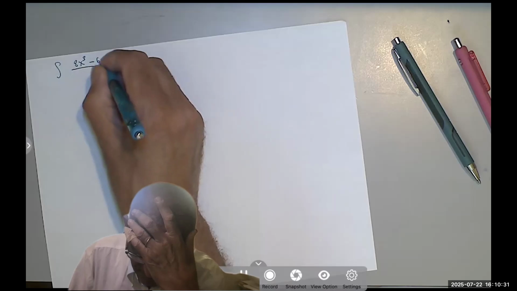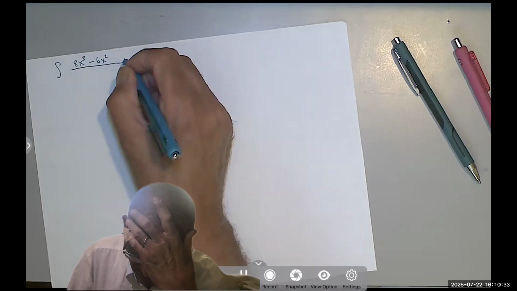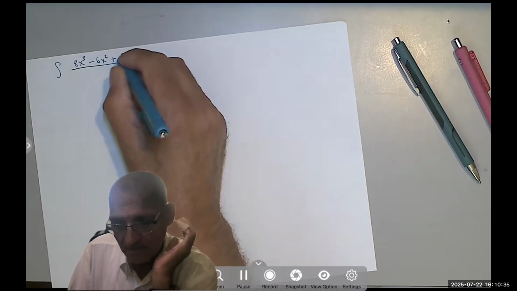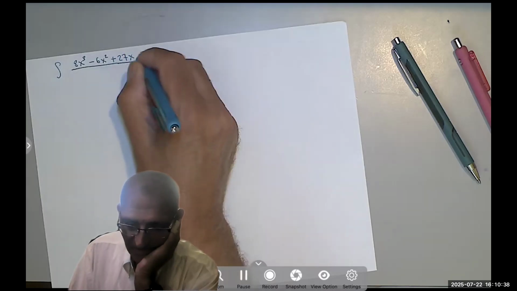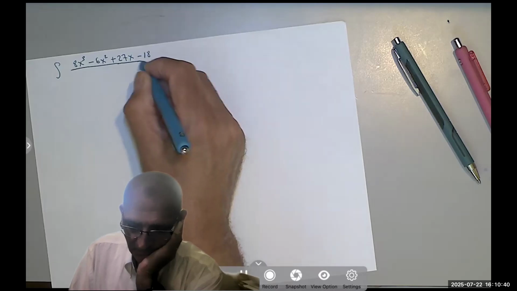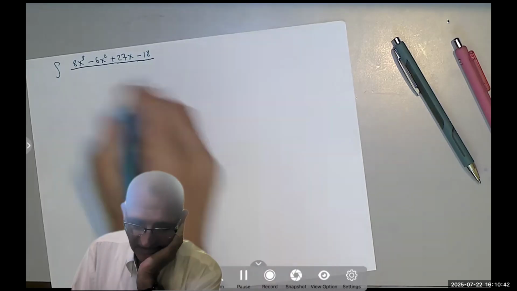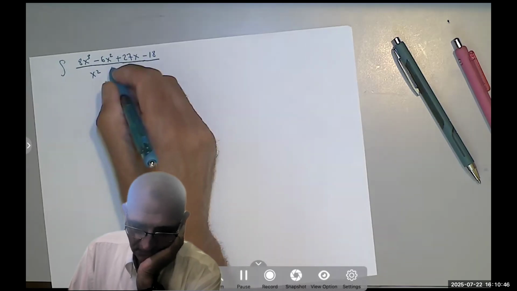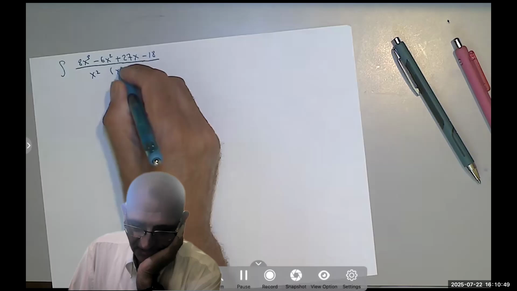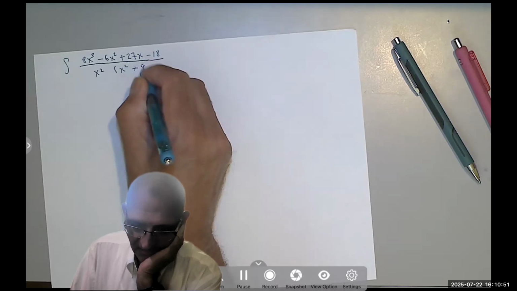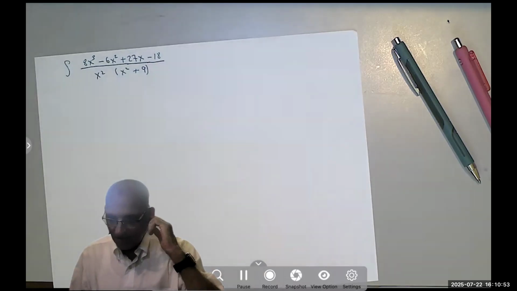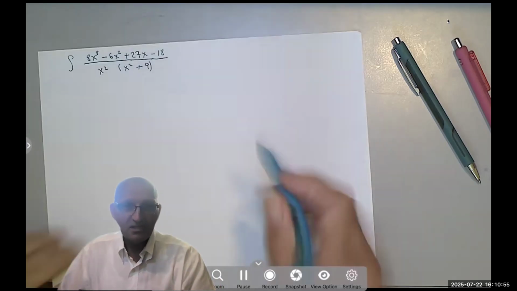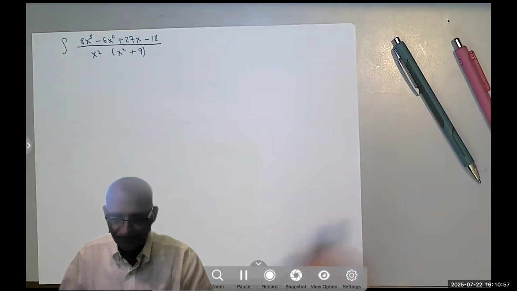So I can say 8x cubed, maybe minus 6x squared plus 27x minus 18. And then I divide that by x squared times x squared plus 9. Again, this would also be ax plus b. It's a sum of two squares. Okay?